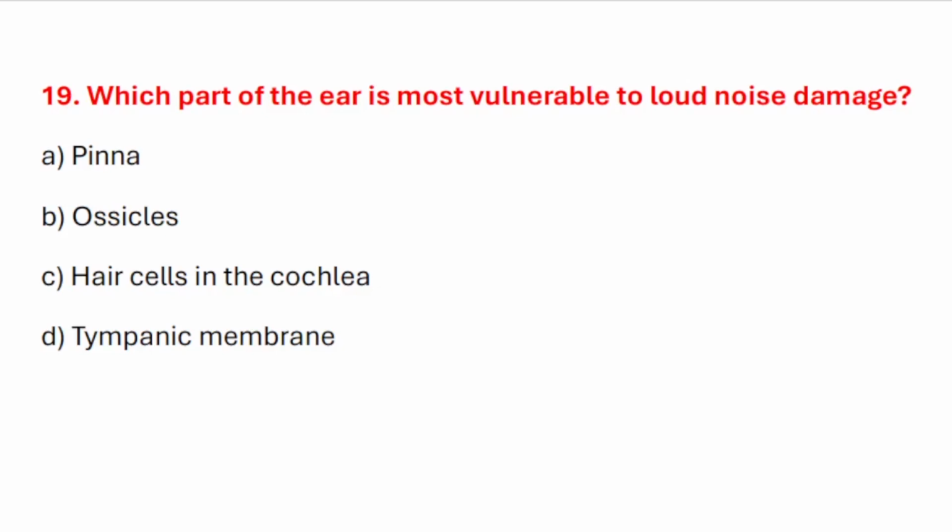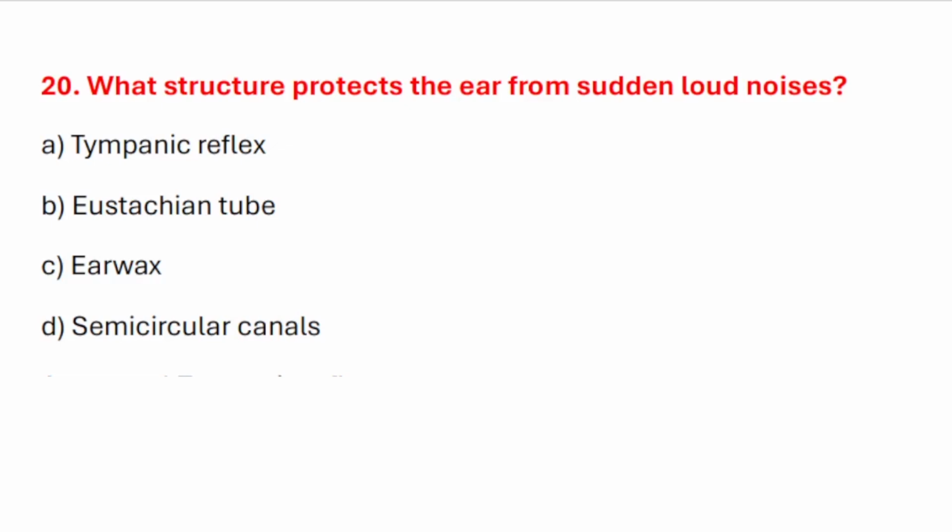Question number 19. Which part of the ear is most vulnerable to loud noise damage? Correct answer is option C, hair cells in the cochlea. Question number 20. What structure protects the ear from sudden loud noises? Correct answer is option A, tympanic reflex.